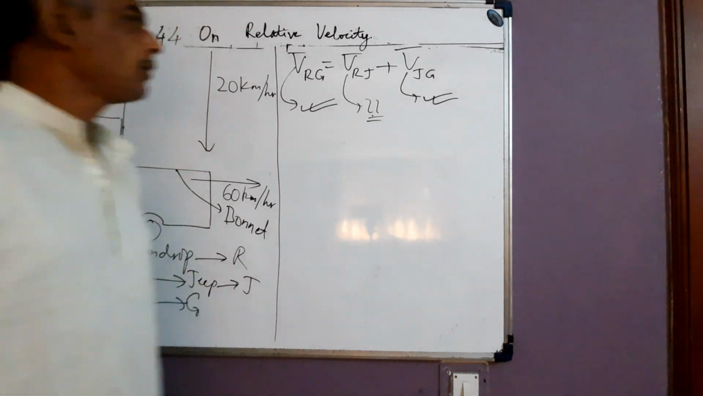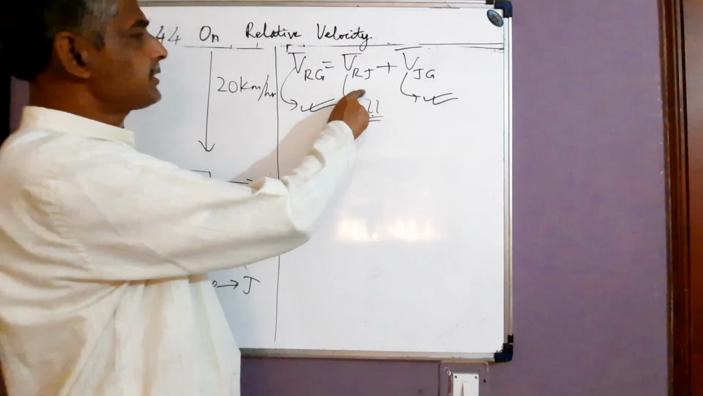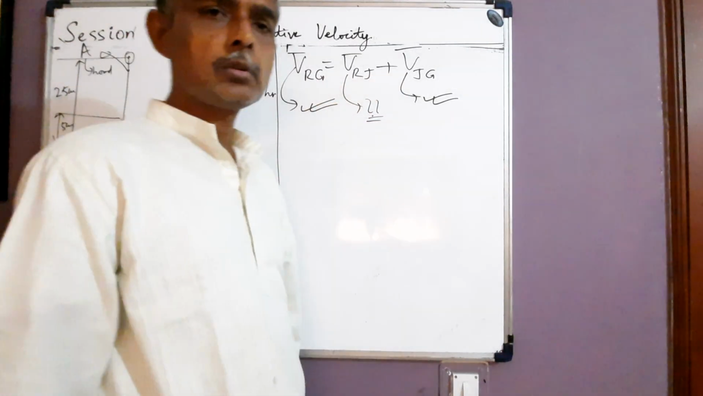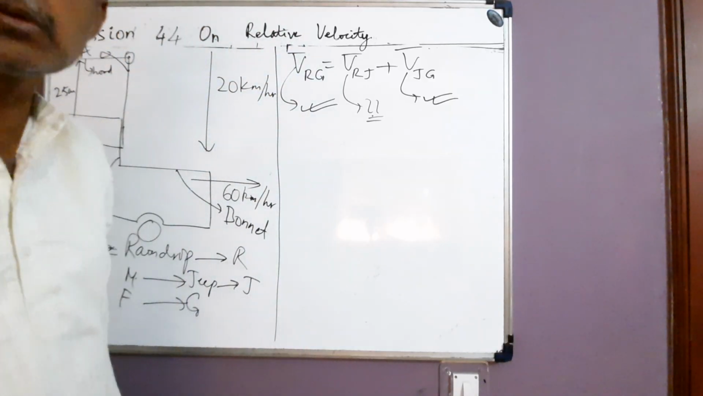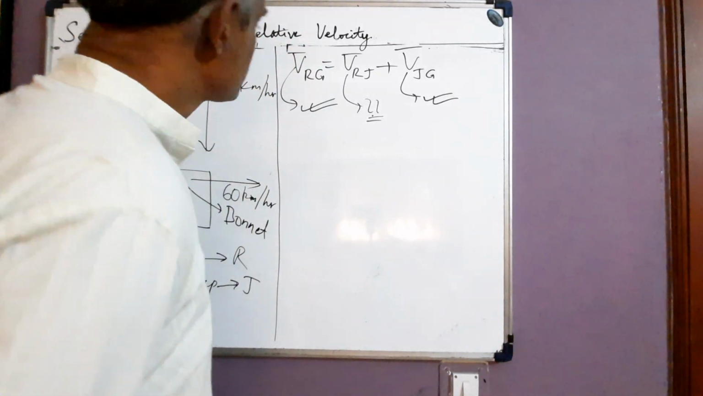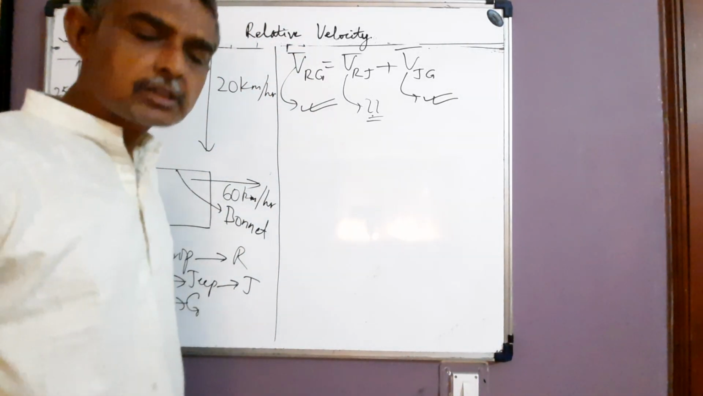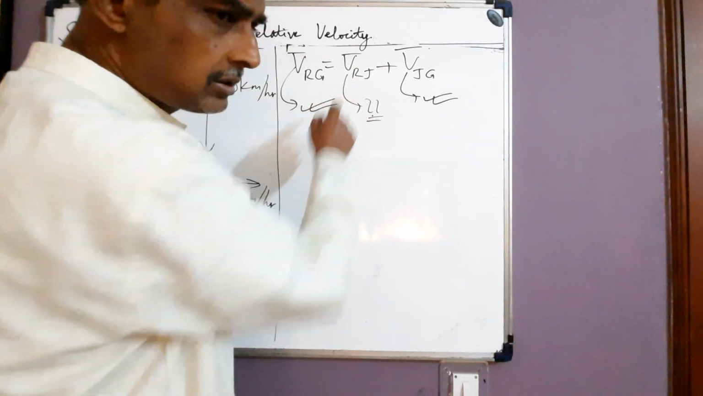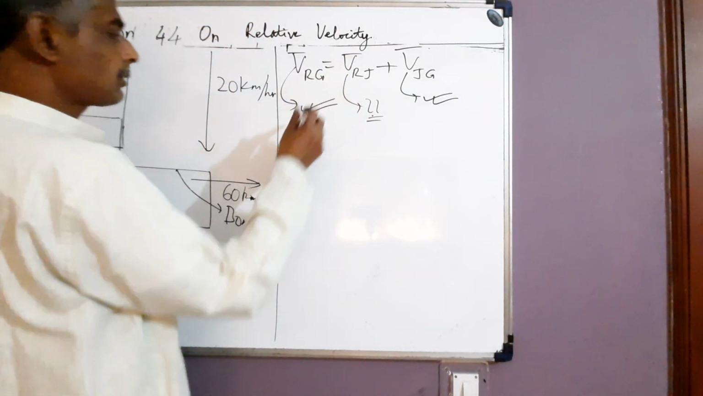Now what to do first? Again see, it's definitely a problem of case 1. This is known, this is known, and for this nothing is known. It's therefore a case 1 problem. So now what is to be done next? First of all, we find this VRJ. So we solve this for VRJ.